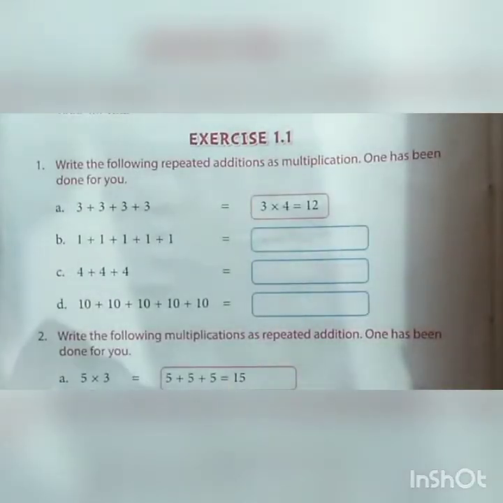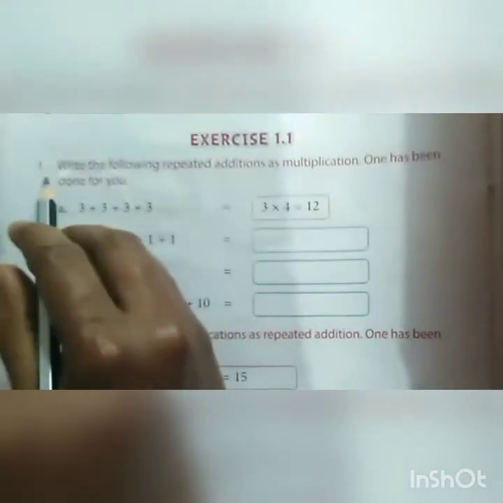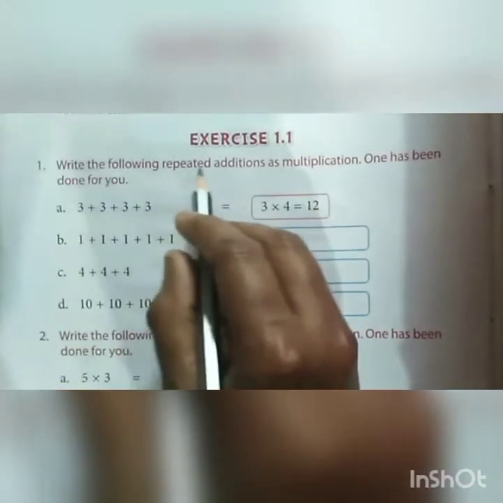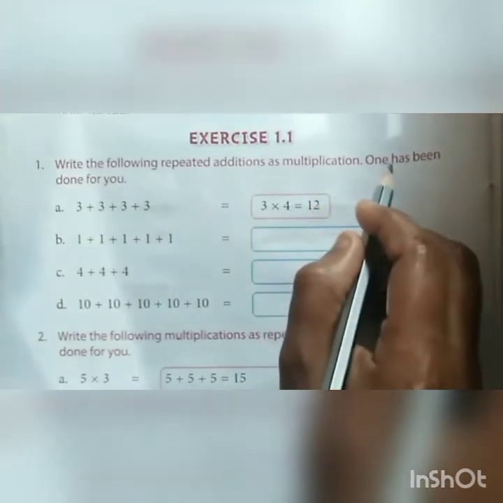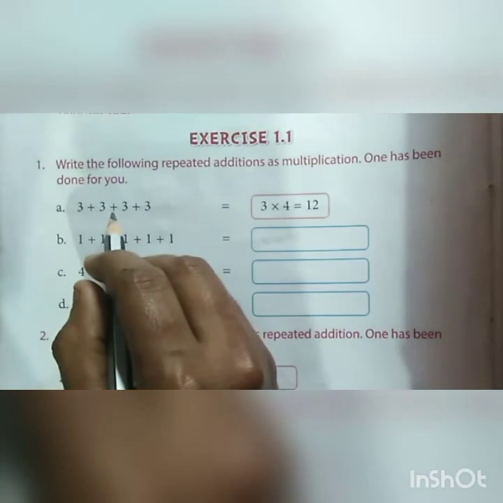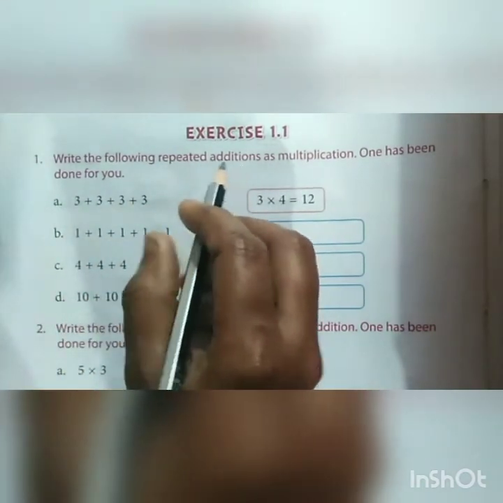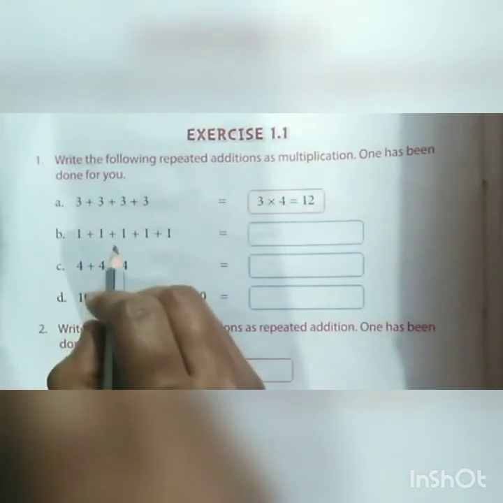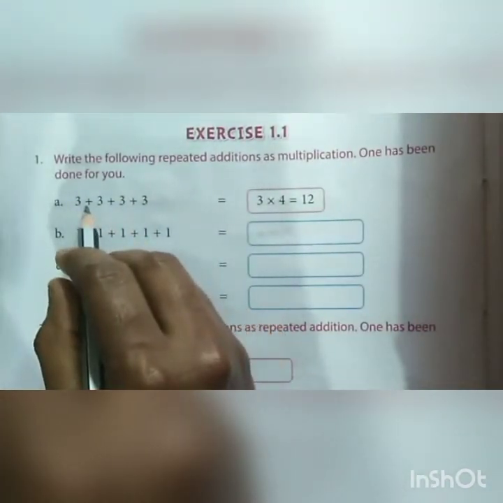Children, please take page number 60. Let's do exercise 1.1. First question, write the following repeated additions as multiplication. Here one example has been done for you. Here some numbers are given as repeated additions and we have to write them as multiplication.